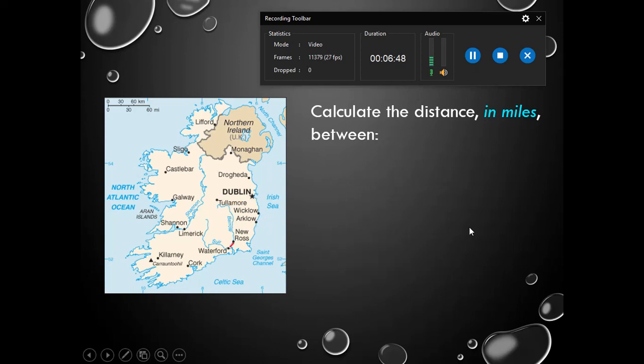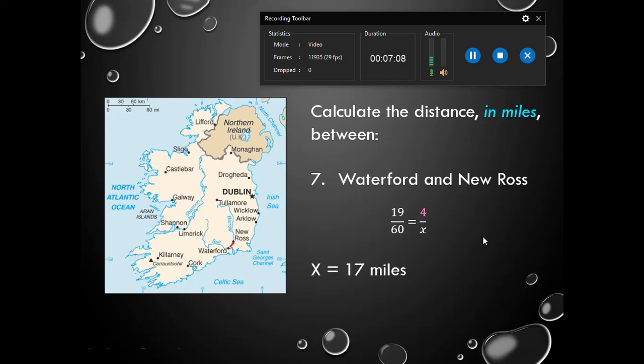For our last example, we're calculating the distance between Waterford and New Ross. I did highlight it in red, but again, these are very, very close together. I found the distance to be, again, 4 millimeters. So since that was the measurement of my last calculation, I know that the value of x is approximately 17 miles.